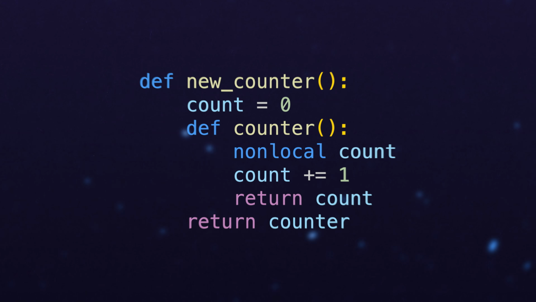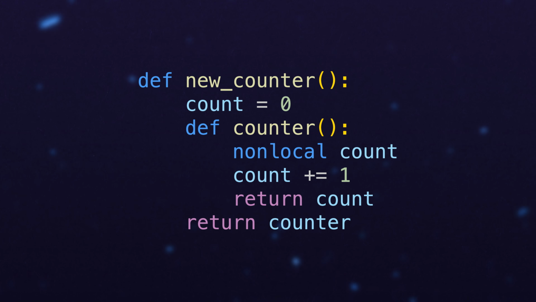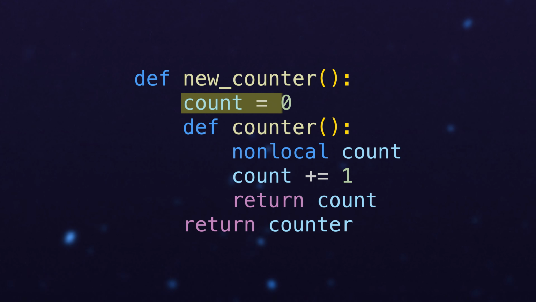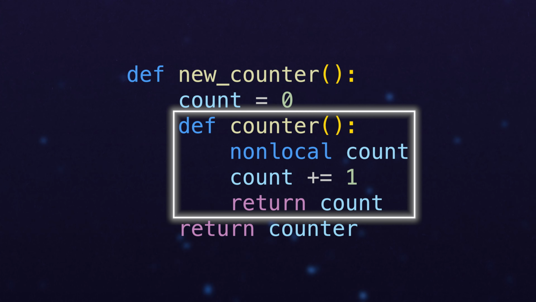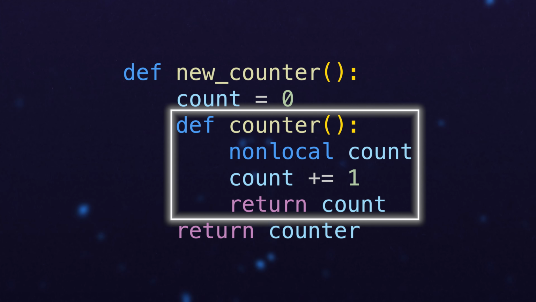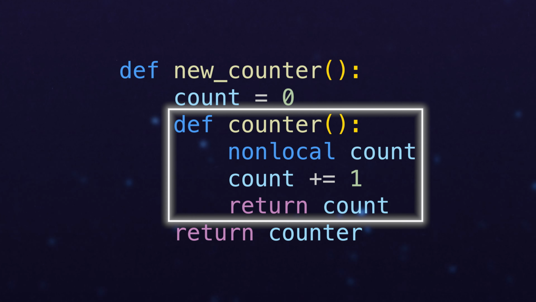Take a look at this new counter function in Python. The first thing it does is declare a new count variable and set it equal to 0. Next, it defines an inner function. This function is defined within the new counter function, and we've called it counter.